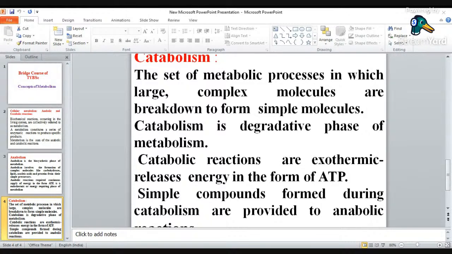So this is our today's basic concept about metabolism. Clear? If everything is clear, then in the next lecture we will see the next concept.